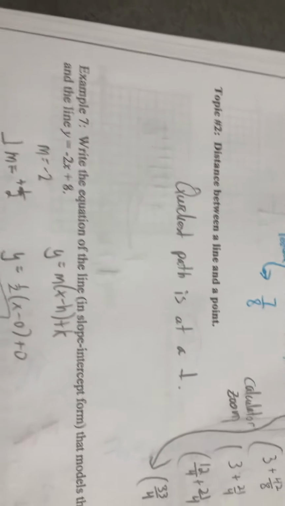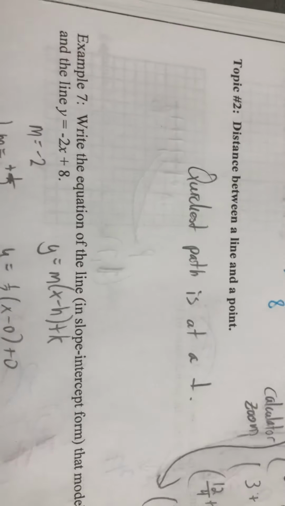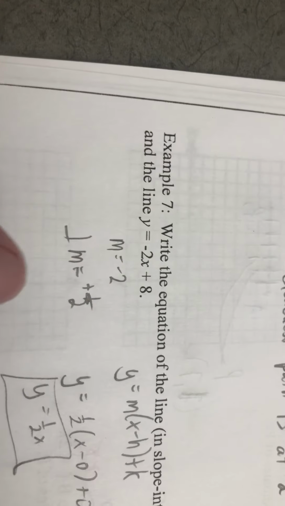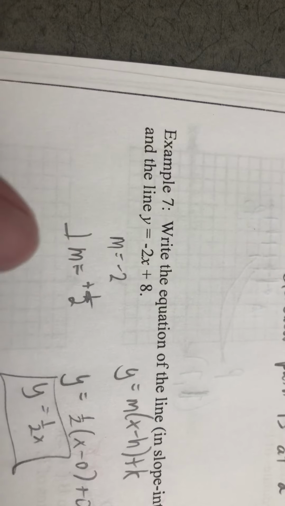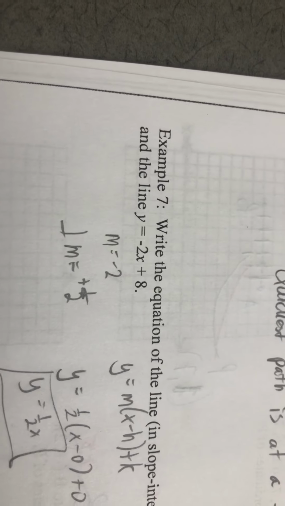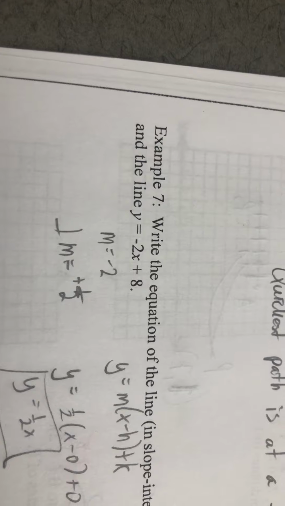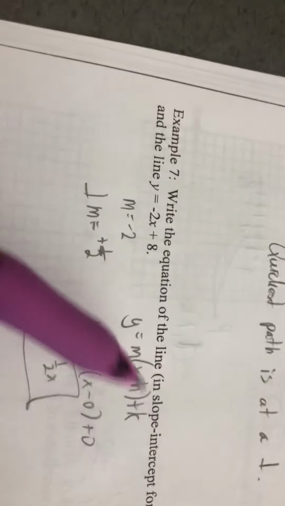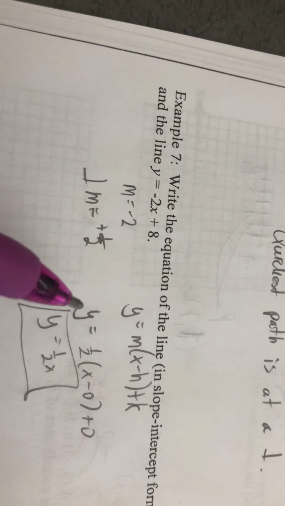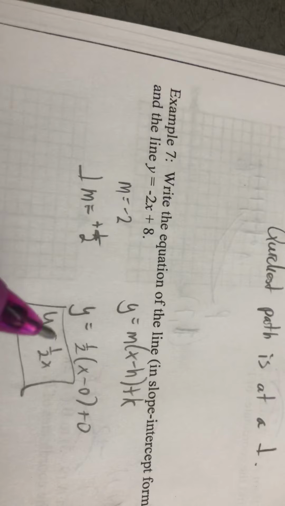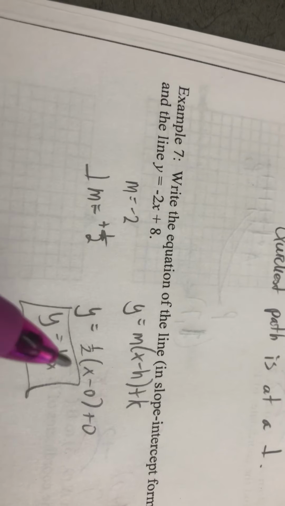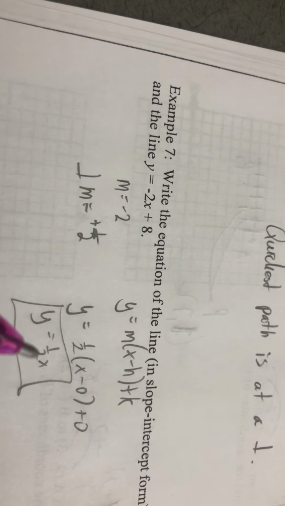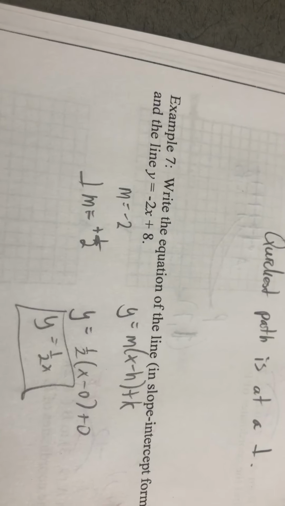What you need to know about the distance between a line and a point is that the quickest path is at a perpendicular. So in example 7, we've got a -2 for the slope that's given, and then we're going to use the perpendicular m, which is positive 1/2. Then we use the h-k formula, and we've got y equals m times x minus h plus k. y equals 1/2 of x minus 0 plus 0. 1/2 times x gets 1/2 x. 1/2 of 0 plus 0 is also going to be 0. So y equals 1/2 x. You could also write 1/2 x plus 0 if you like.